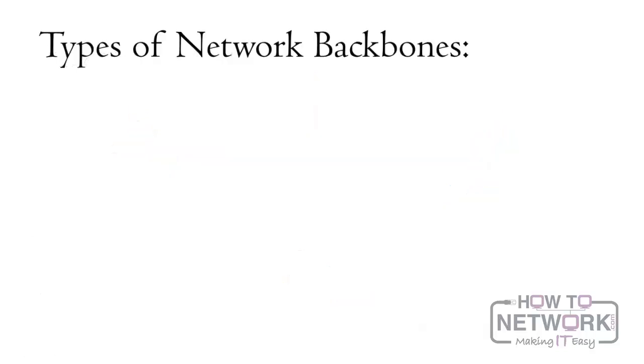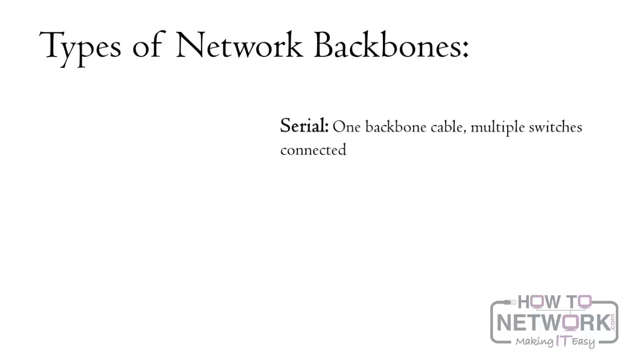Now, there are 4 different types of network backbones, and I'm just going to give you a brief definition of these now, and we will come back and talk about these more in depth a little later. Okay? The first one is called serial. That's where one backbone cable connects to another, one after the other. Like so. All right? So there's one backbone cable, and multiple switches are connected to that cable, which allow devices to connect to it.